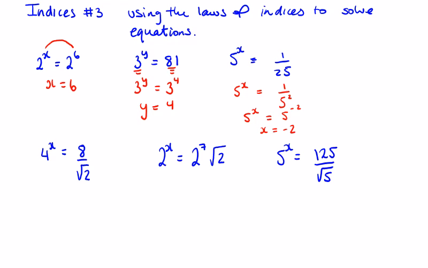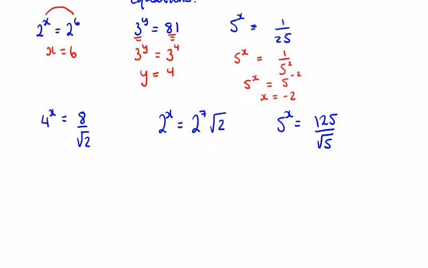4 to the power of x is equal to 8 over root 2. Now, normally in these questions, we write all numbers. We have 3 different numbers here, a 4, an 8, and a 2. We write them as the smaller number raised to a power. So what is 4? It's the same as 2 to the power of 2, and the x stays with the index. That's equal to 8, which is 2 to the power of 3, over the square root of 2, which is 2 to the power of a half.